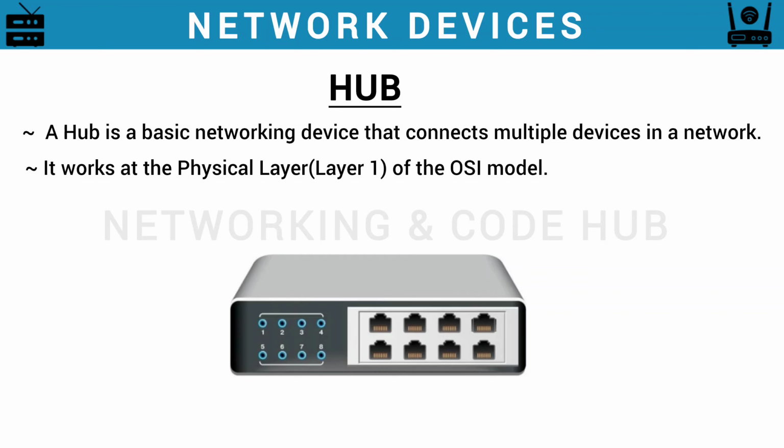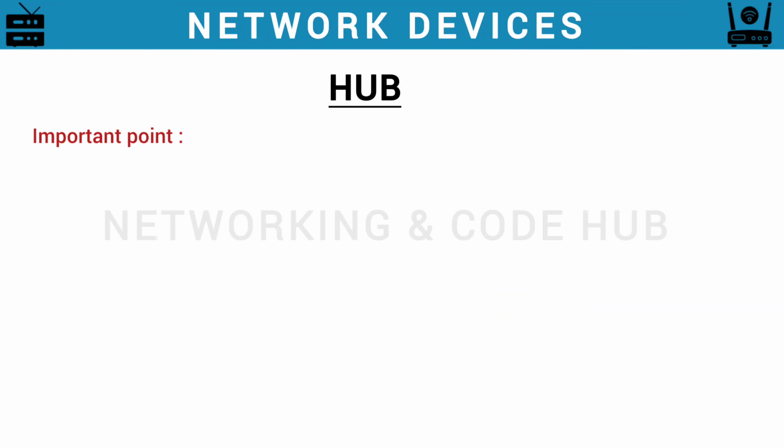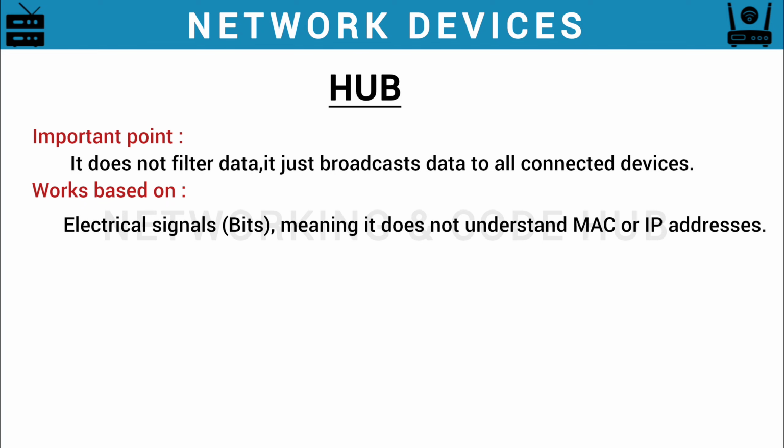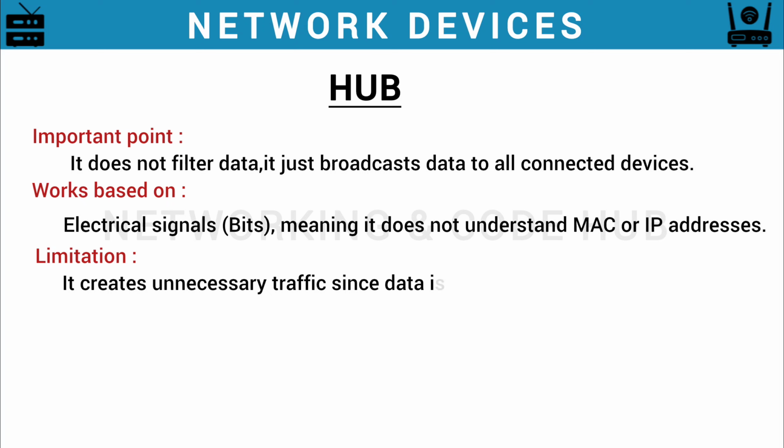A hub does not have any intelligence to process or manage data. It simply acts as a signal repeater, passing electrical signals from one device to another. An important point is, a hub does not filter data, it just broadcasts data to all connected devices and works based on electrical signals, bits, meaning it does not understand MAC addresses or IP addresses. It only forwards the data to all connected devices. And the drawback is, it creates unnecessary traffic since data is sent to all devices, even if they don't need it. I hope you understand the hub.